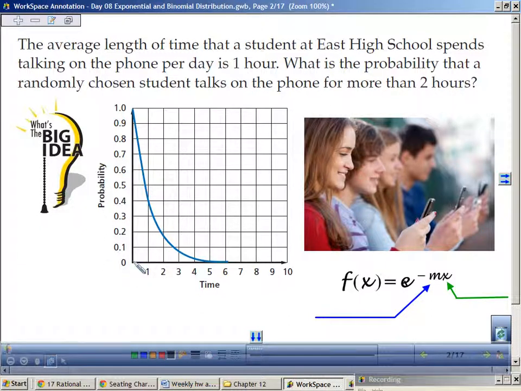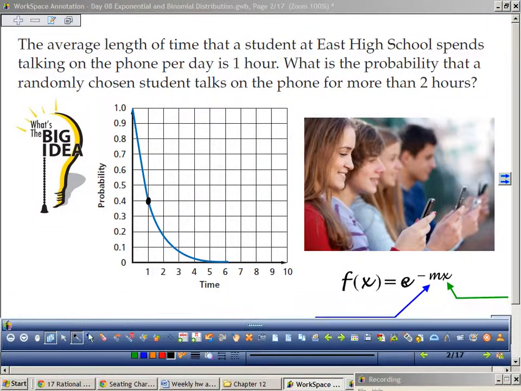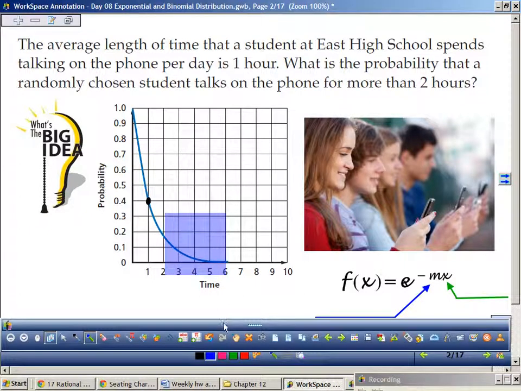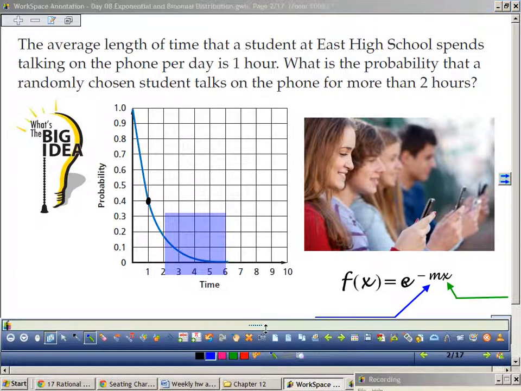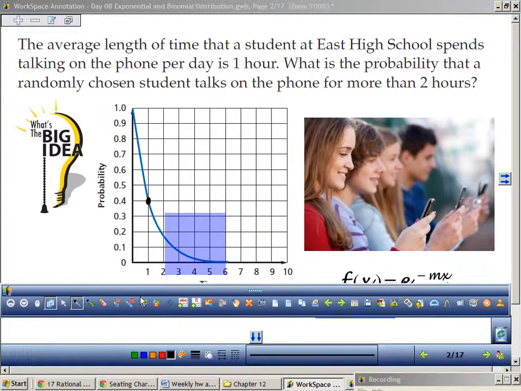So do you notice that it starts probability, it starts at 0 and goes all the way to 1? So for instance, this would be 50%, 60%, 70%, all the way to 100%. So the student that spends an hour a day would be right here. So 40% of students spend an hour a day. It says, what is the probability that a randomly chosen student talks on the phone for more than 2 hours? That would be us looking at this group of students here. Get the idea? Okay.